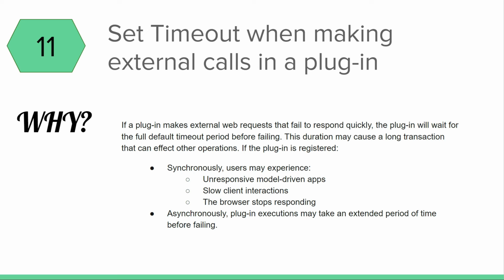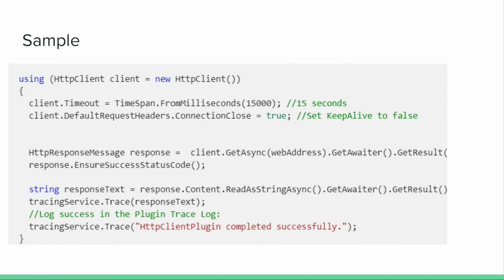Okay. If the plugin is synchronous, then what symptom will you get if you have not used timeout? Unresponsiveness, slow client interaction, browser not responding, right? If it is asynchronous, then your plugin will wait for an extended time. This is how you can specify timeout. Whenever you are calling HTTP clients, you have to use client.timeout and specify the timeout here, right? This is the best practice you have to use, and also you have to use keep alive as false.